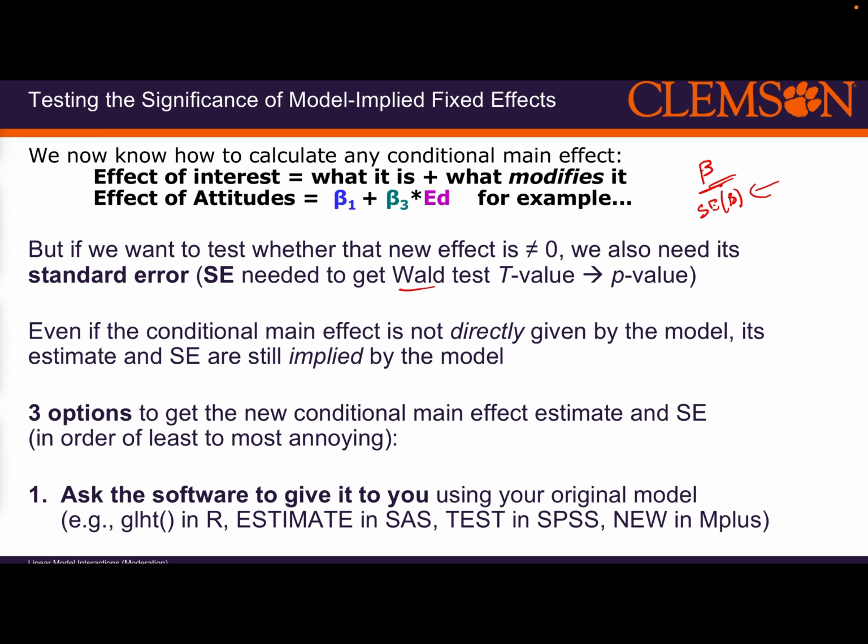So even if the conditional main effect is not given directly by the model, its estimate and standard error are still somewhere in the model. That's why I say it's implied. Somewhere in the model, it has the knowledge of what it needs to be. So we want to get what that new p-value is. There are three options to get the new conditional main effect estimate and standard error, and I put them in order of what I consider the least to most annoying. The first way is to ask the software to give it to you. That's why I'm trying to teach you GLHT in R.